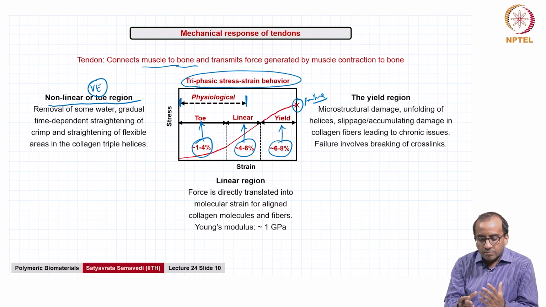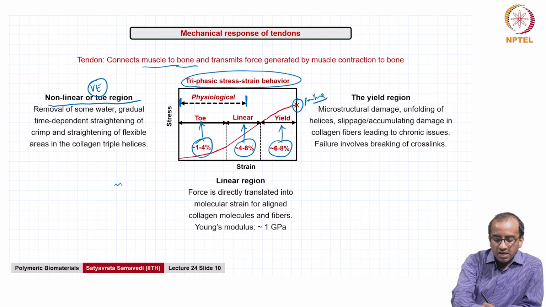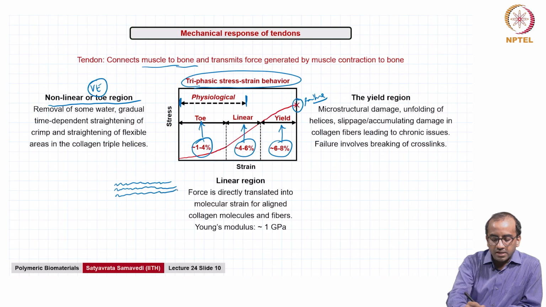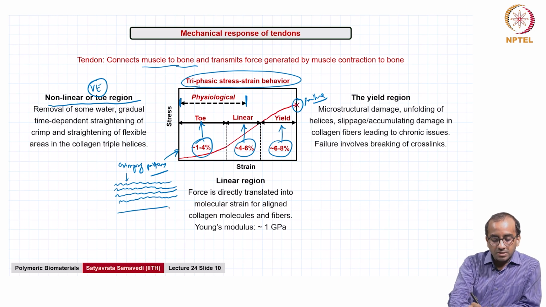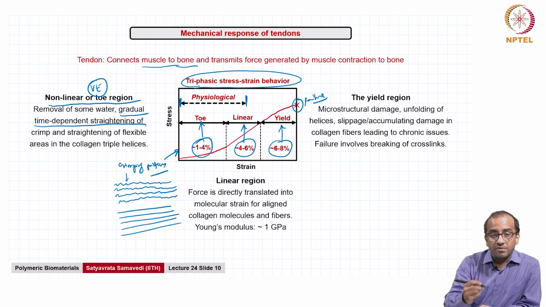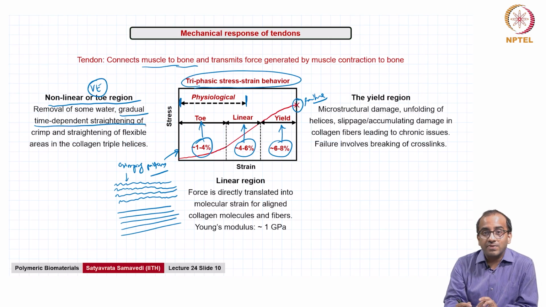And because of the function in the body, tendons typically will have collagen fibers that are not just largely aligned in one direction, right, the direction of load, but they will also have what you would call the crimping pattern, this crimped kind of pattern. And what is happening in the toe region is these crimps largely get straightened out with time, slowly, right? Again, gradual time dependent straightening. That should indicate to you that viscoelastic effects are at play here. And straightening of the flexible areas in the collagen triple helices, right?